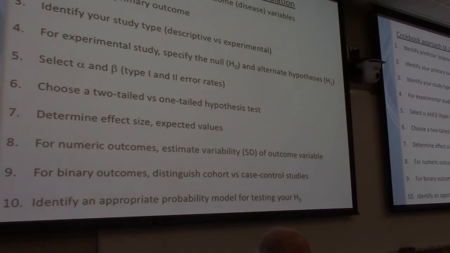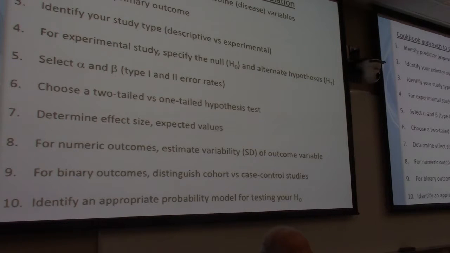You will also need to select how big an error you're prepared to live with. And we've talked briefly about type 1 and type 2 error rates, also known as alphas and betas, respectively, and we're going to define those more clearly today. You will need to decide whether you're doing a two-tail test or a one-tail test.